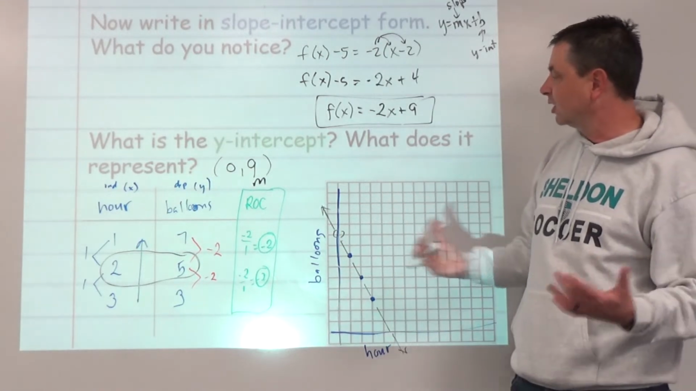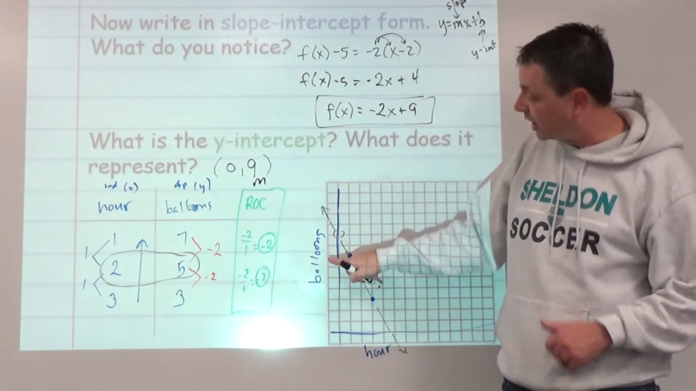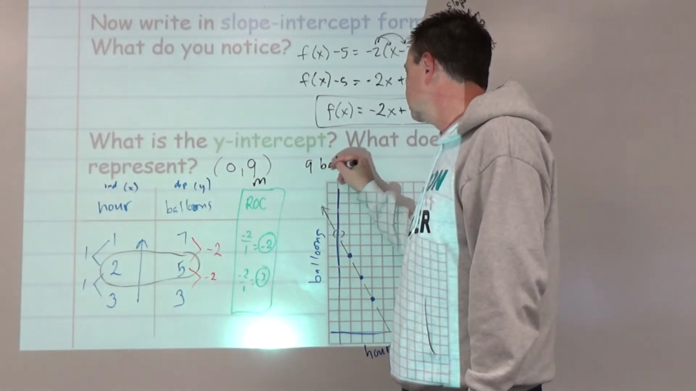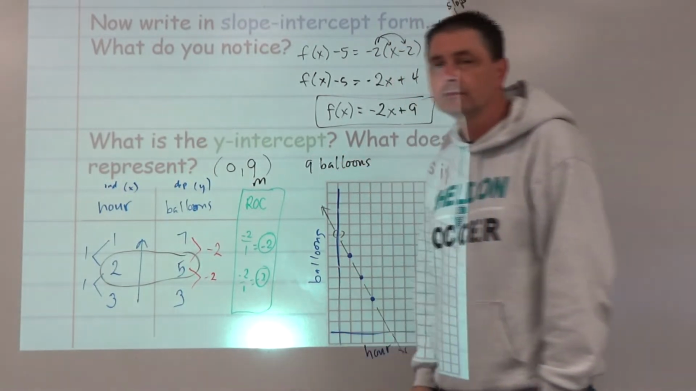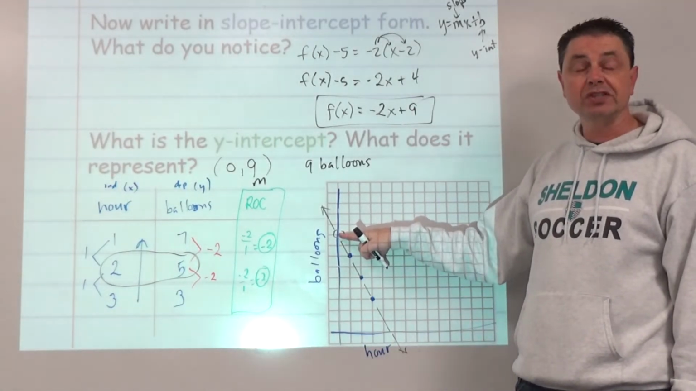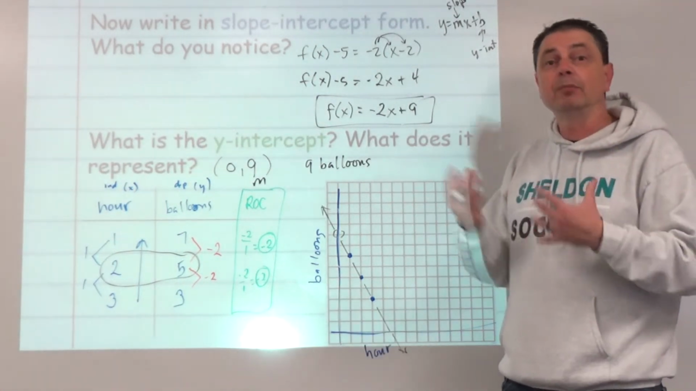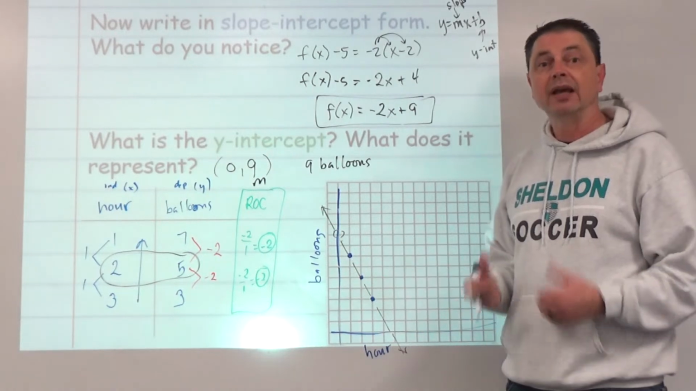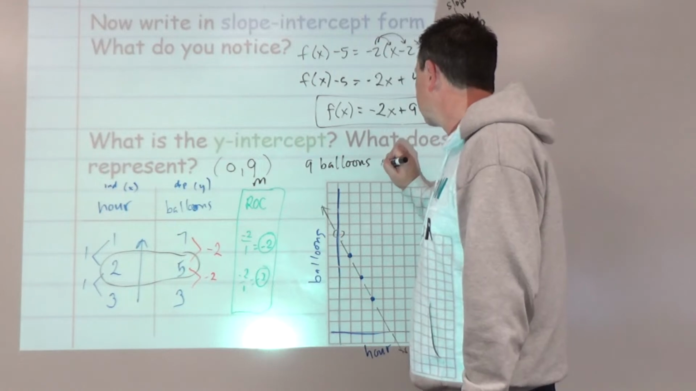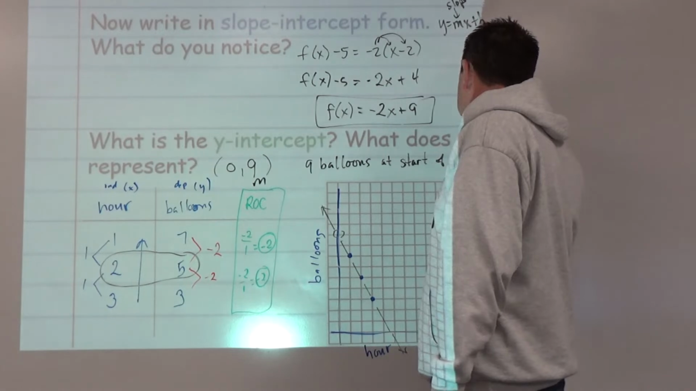What does it represent in our problem? Remember, we have hours of, so 9, we're talking about 9 balloons. 9 balloons. When? What's our hour that is associated with that point? 0 hours. So when the party has had 0 hours expired, the start of the party. So there are 9 balloons at the start of the party.